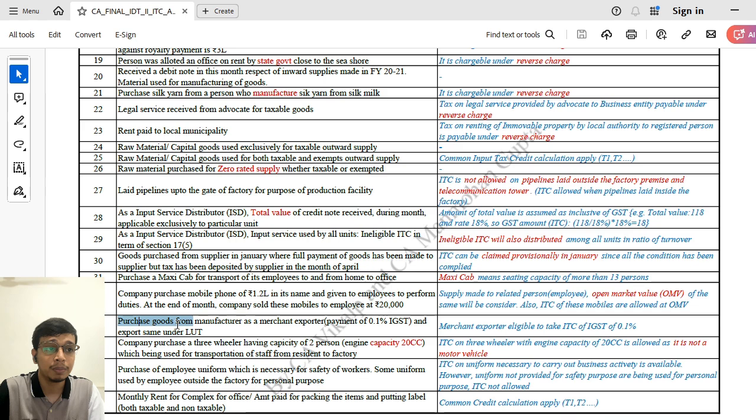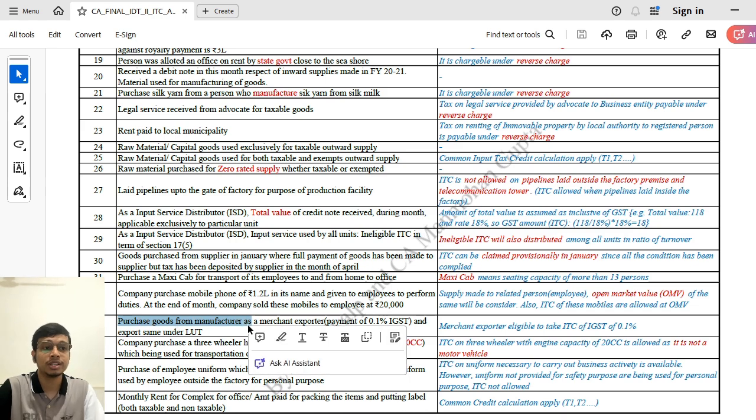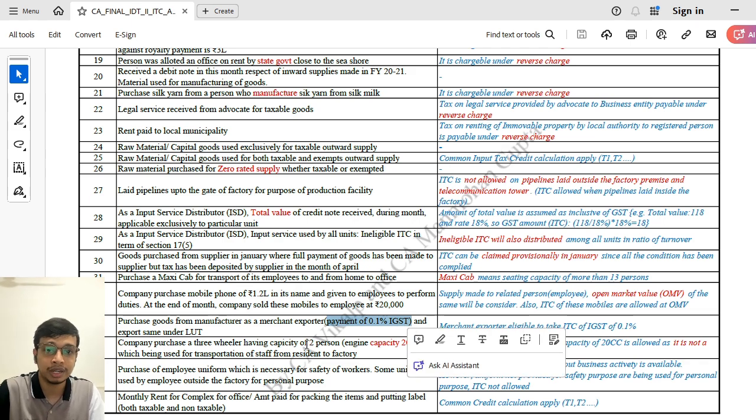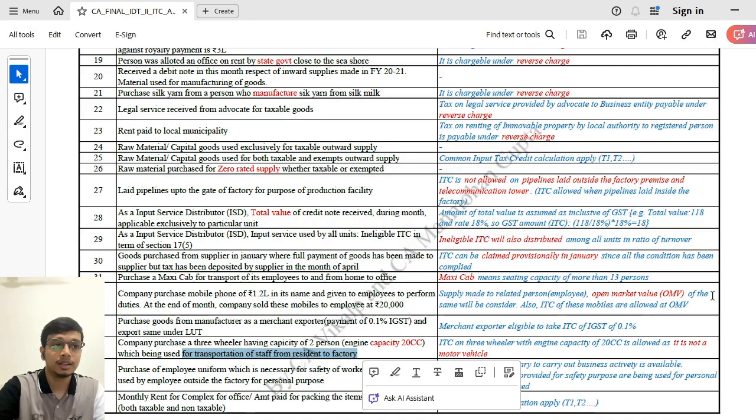Next, purchase goods from manufacturer as a merchant exporter, payment of IGST 0.1% and export same under LUT. So इसमें हमने पेमेंट करी है 0.1% of IGST, so we can claim ITC that payment of IGST.